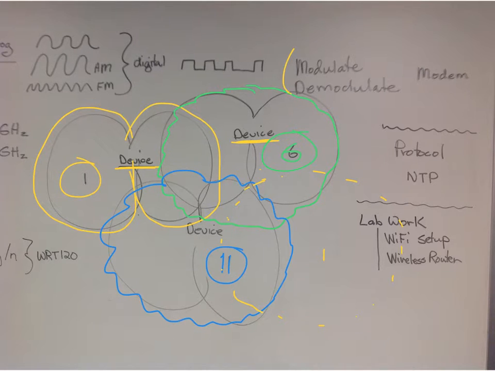Up here again, digital to analog, modulate, demodulate. That's where the word modem comes from. Now we use the term modem more generically because we're not using analog lines anymore, because everything is digital. We talked about protocol, network time protocol. Again, that's another thing we mentioned earlier. A syslog server, you can make sure your computers have the right time. And then we did some lab work. We did some research, Wi-Fi setup with wireless routers.